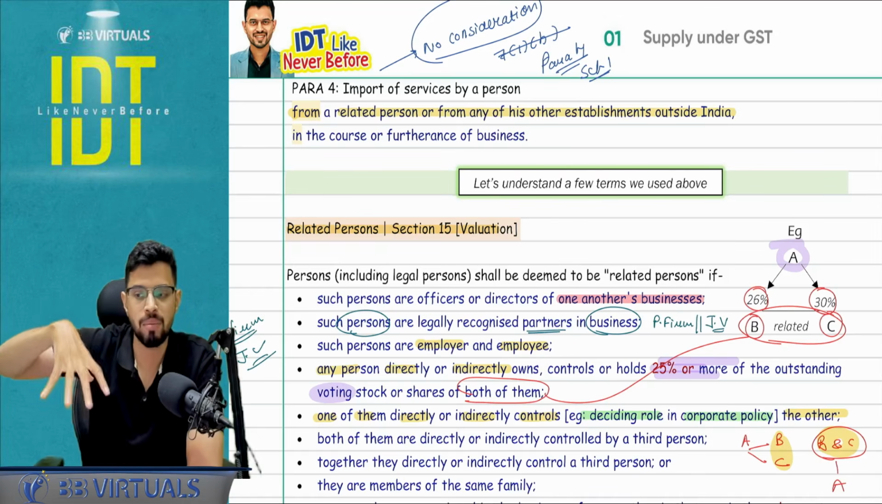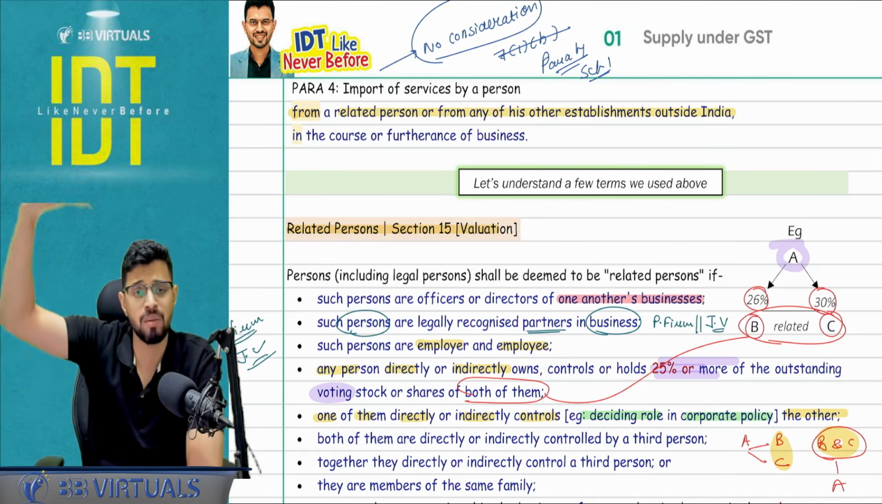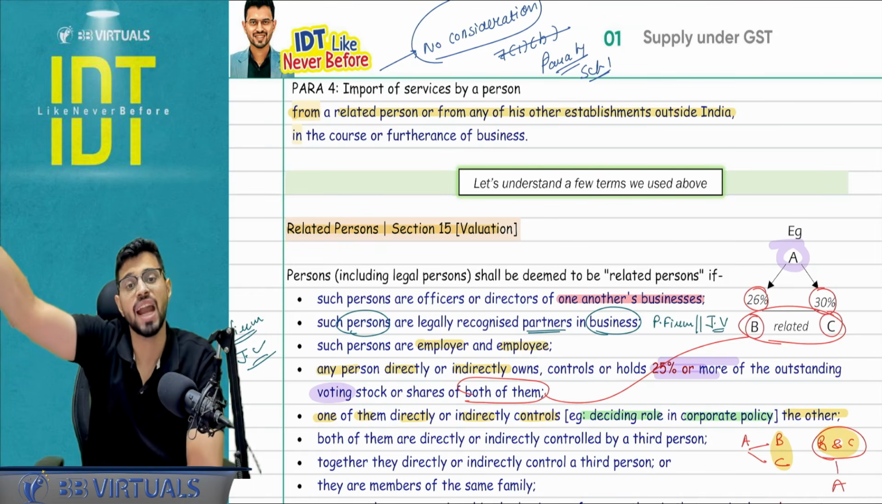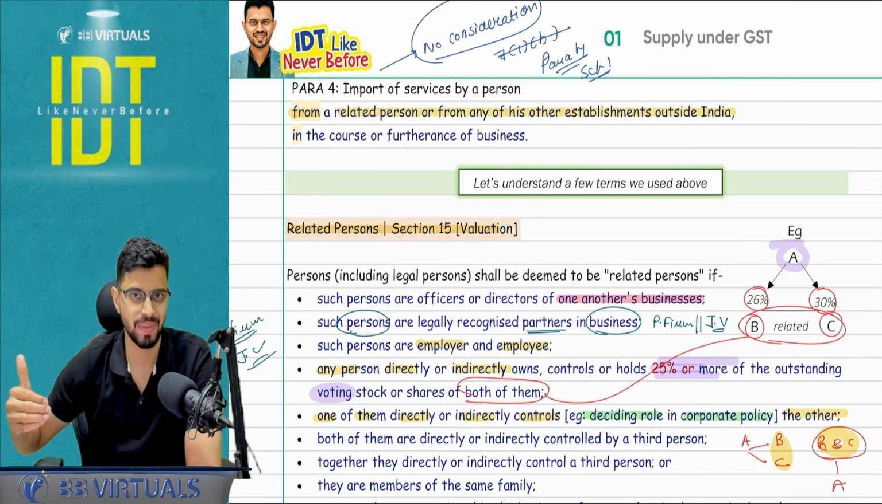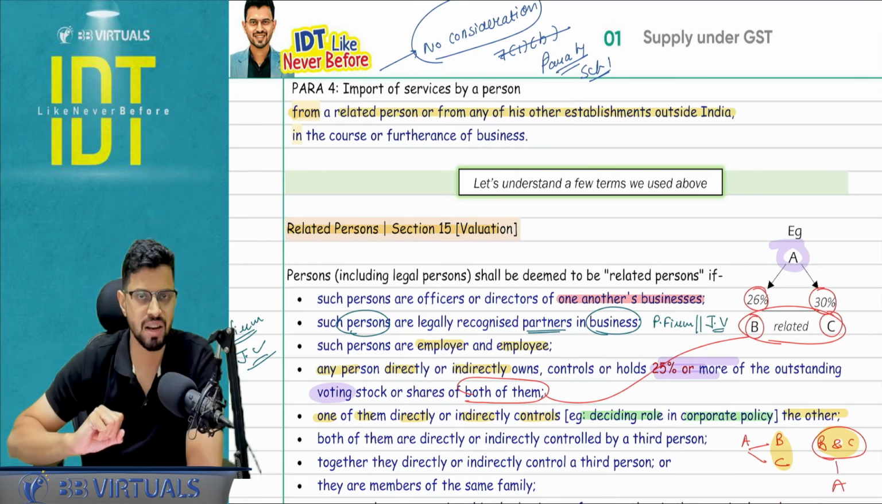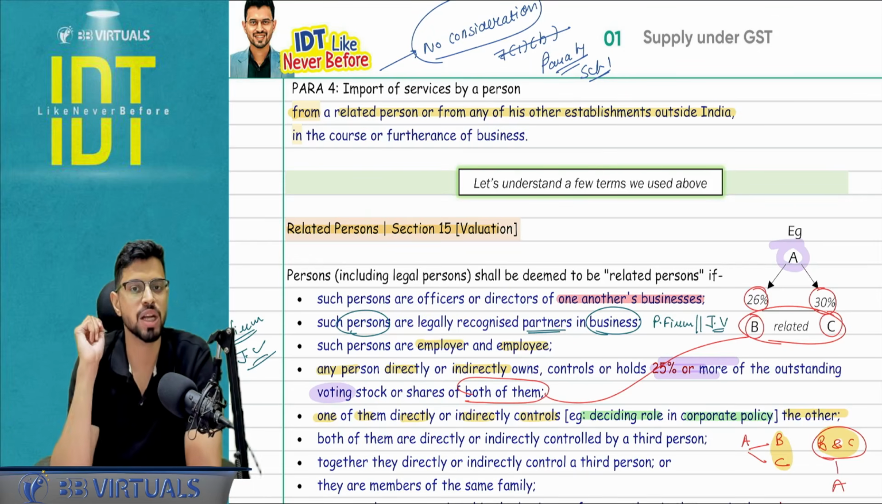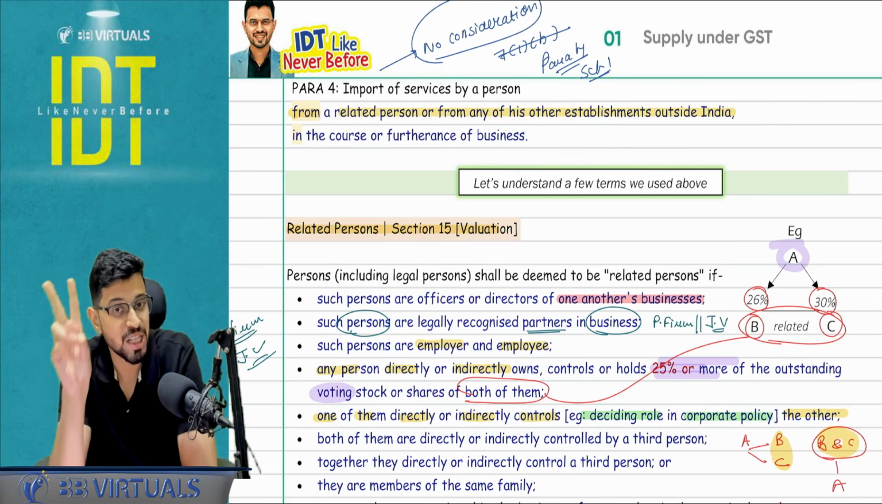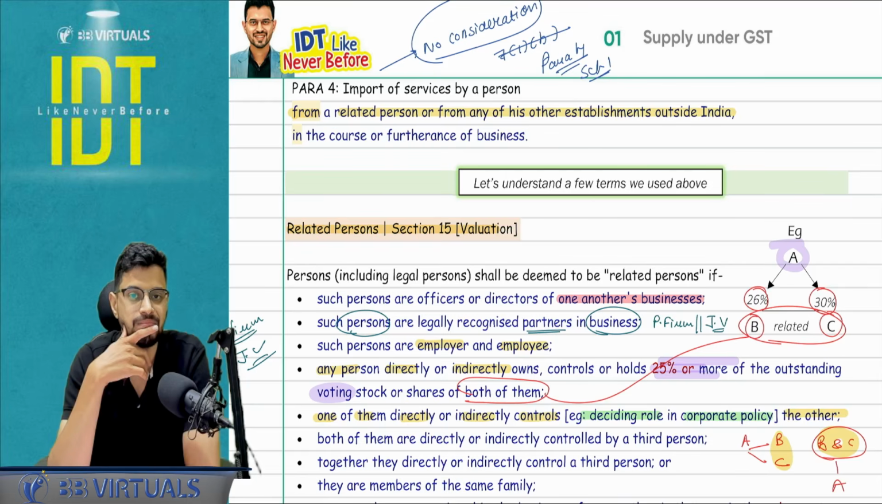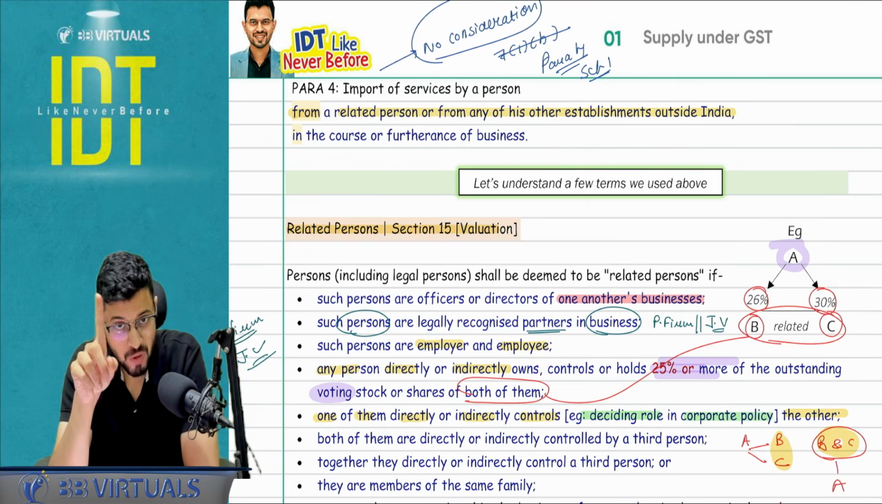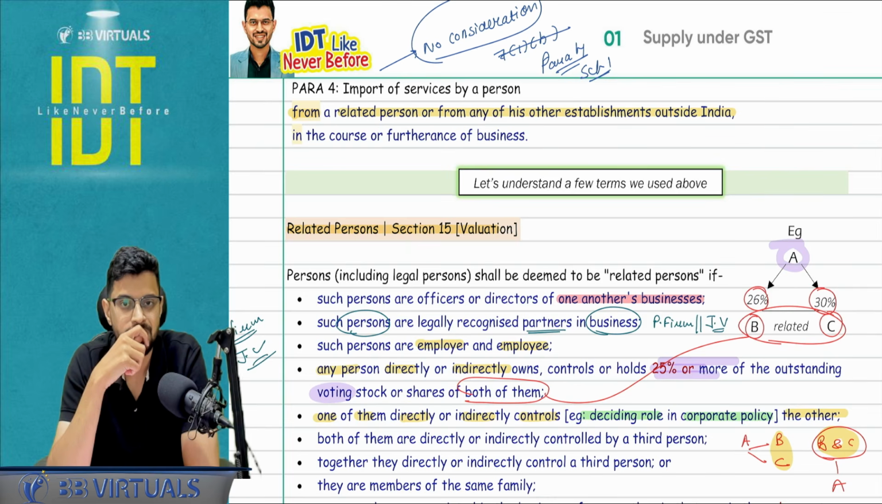So for example, BB Virtuals has an office in Mumbai. We have a branch in Singapore as well, let's say. And if we are importing any service, let's say some software service, yes, condition number 1 will be satisfied. Condition number 2: it should be for the purpose of business. Personal purpose is not covered here.